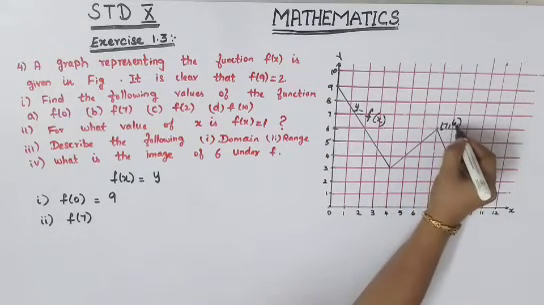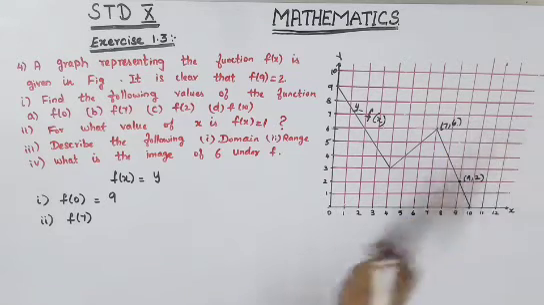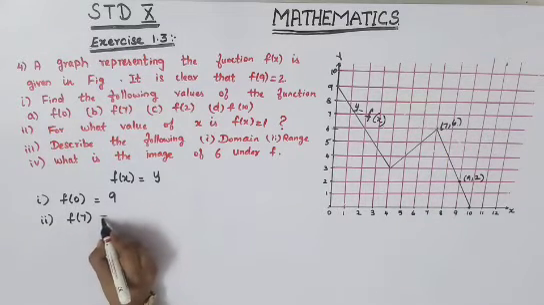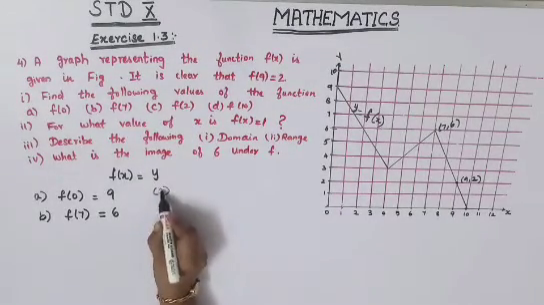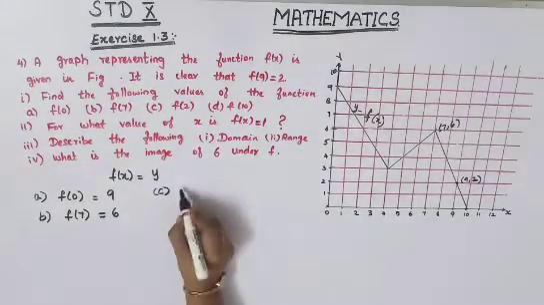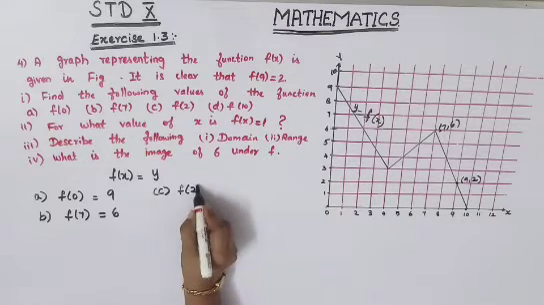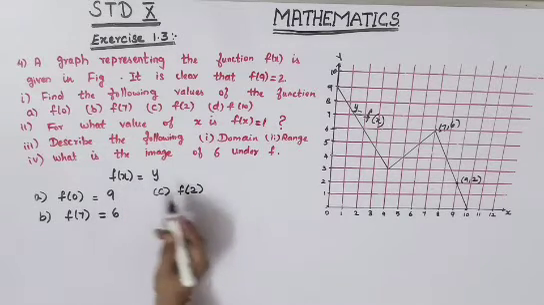So if x is equal to 7, what will be the value of y? It is 6. So f of 7 will be 6. Going to subdivision C. C is f of 2, they have asked. So f of 2 means in the place of x it is 2.